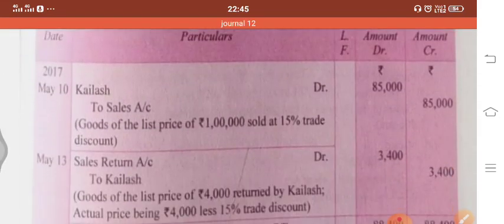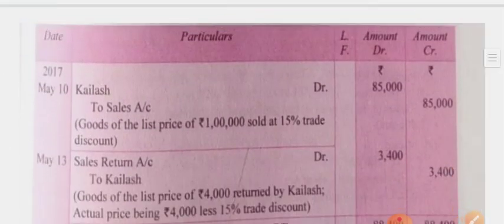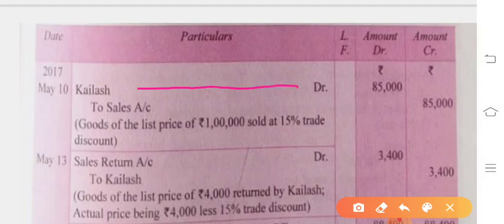As you can see here, we have passed a journal entry since we have sold goods to Kailash. So Kailash is the receiver of goods and hence Kailash got debited. Kailash got debited with 85,000 because he is the receiver of the goods. At the same point, goods are going, that means we are selling our goods. Sales, since going out, has to be credited. So we have credited sales account with 85,000. So Kailash debit to sales account.